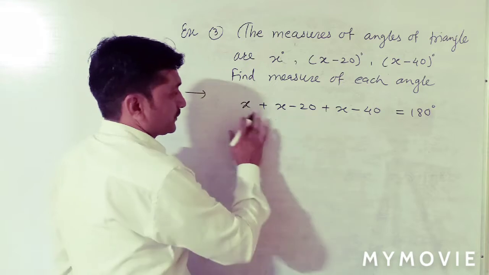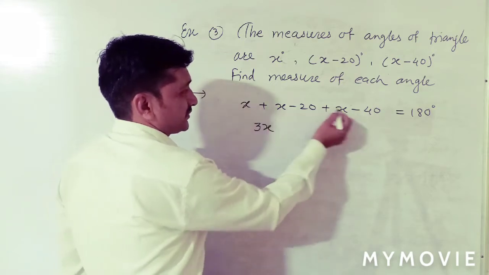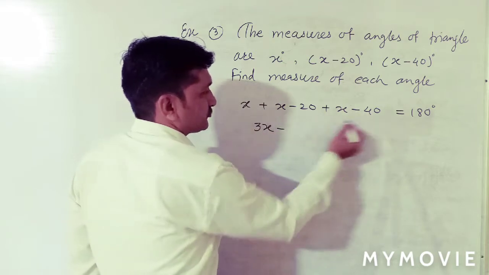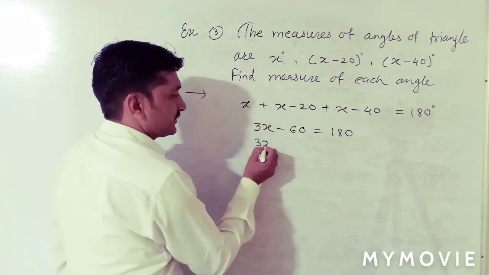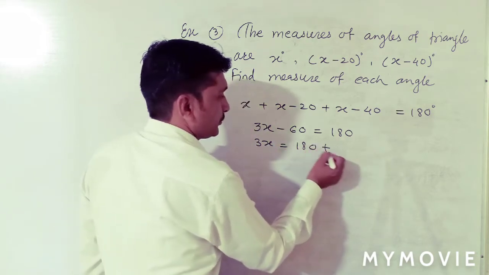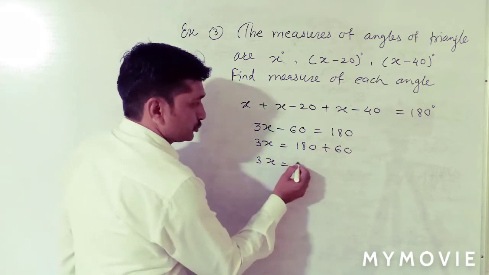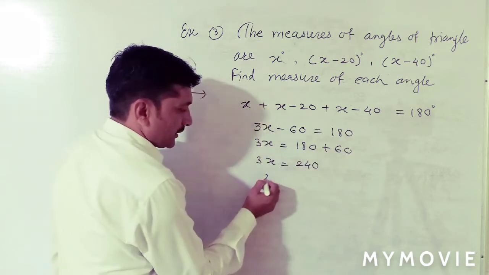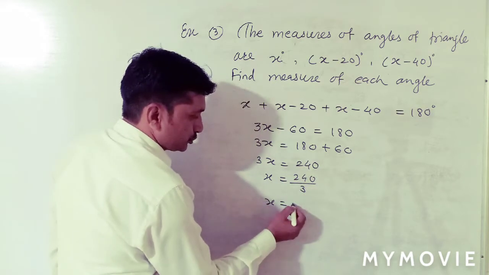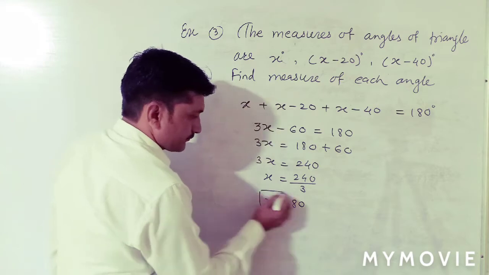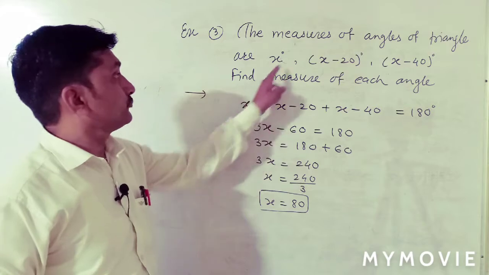Now add like terms. 1, 2, 3, these are like terms. 3x, x plus x plus x, minus 20 minus 40 is minus 60, is equal to 180. 3x is equal to 180 plus 60. Here 60 is transferred. 3x is equal to 240. x is equal to 240 divided by 3. x is equal to 80. x is 80. We want these three angles.